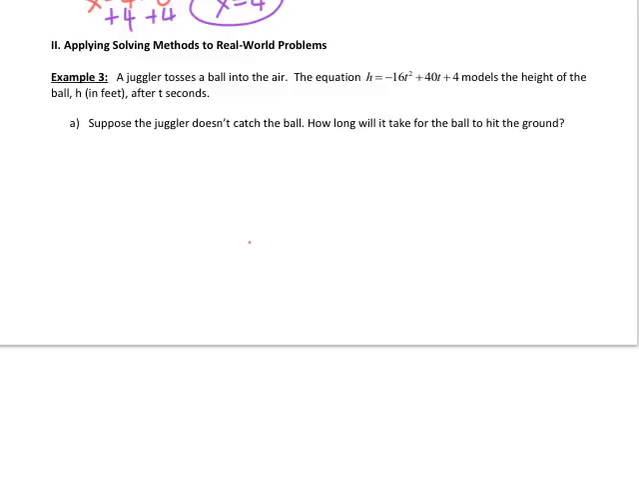And now we're going to look at the real world problems, and we're going to use the quadratic formula to help us solve these. So if we have a juggler that tosses a ball into the air, and this is the equation that models the height of the ball in feet after t seconds. So t is going to make up the time, and h is going to be the height of the ball in feet. Okay, so suppose the juggler doesn't catch the ball. How long will it take for the ball to hit the ground? So let's rewrite this. 0 is going to be the height when the ball hits the ground.